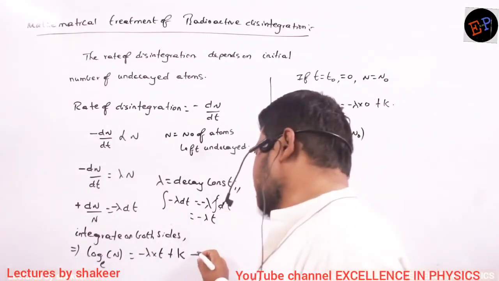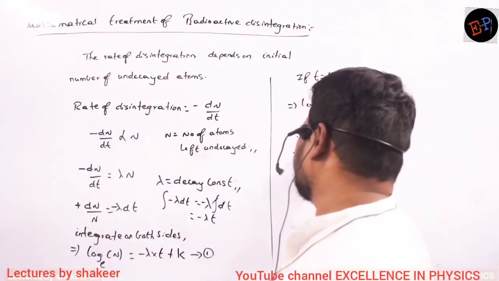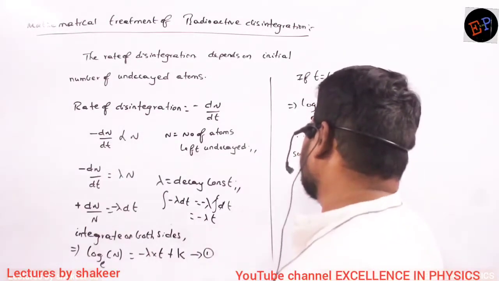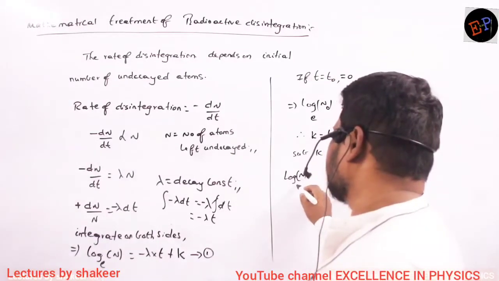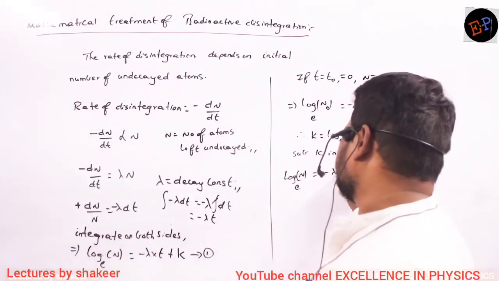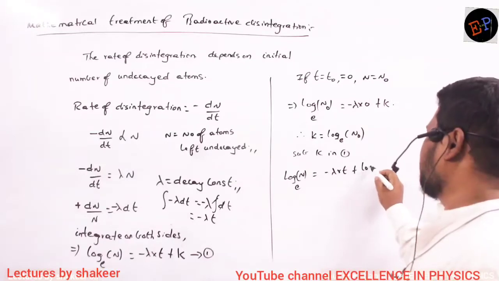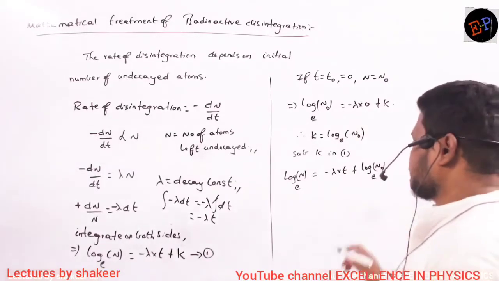Okay, so let it be my first equation. So substituting k in 1. Therefore what will I get? I will get log n to the base e is equal to minus lambda into t plus, instead of k, what I can write? Log n naught to the base e. This is what I can write.